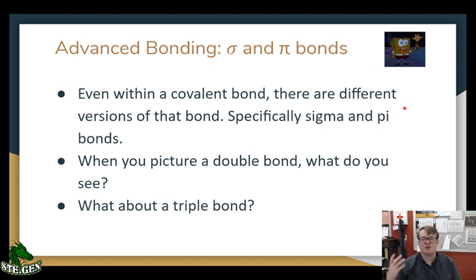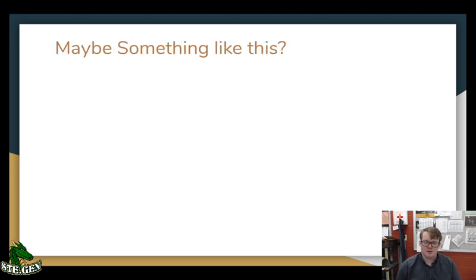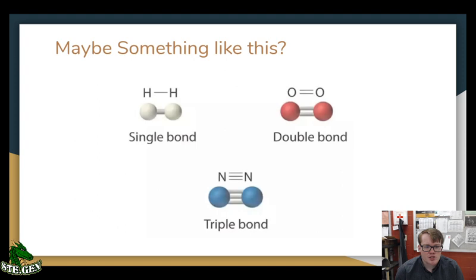So when you picture a double bond, what do you see? And what about when you do a triple bond? I'm going to make sure I know what's on the other slide. So I assume you pictured stuff like this. Single bonds, like a line connecting them. Double bond is like 2 lines, and a triple bond is like 3 lines. And if you do picture that, great job. You paid attention to my earlier versions of the class.